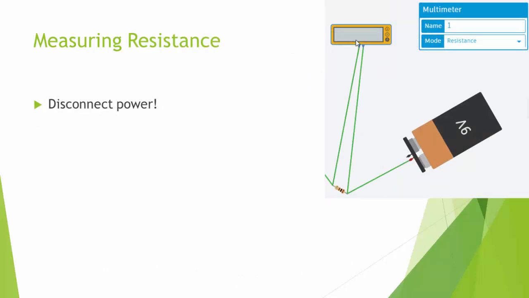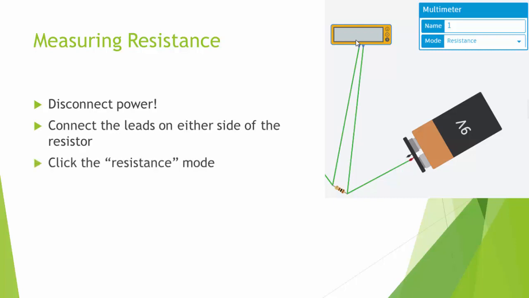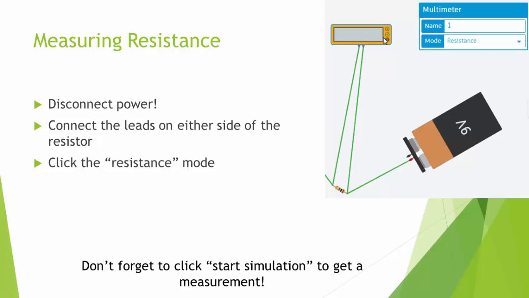So if you want to measure resistance of a given component, you've got to remember to disconnect power. I've done it here. Connect the leads on either side of the resistor, change to resistance mode, and once again click Start Simulation.